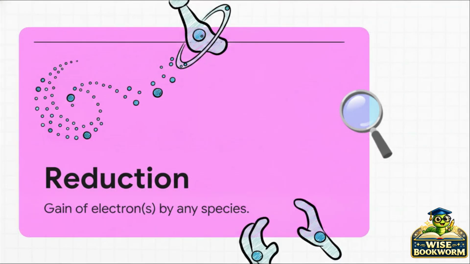But obviously, those lost electrons can't just float around in the void. They've got to go somewhere. So when a chemical species accepts that wandering electron, it undergoes what is known as reduction. Reduction is the gain of electrons.